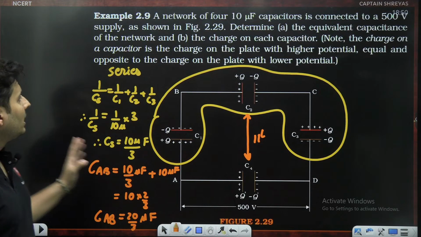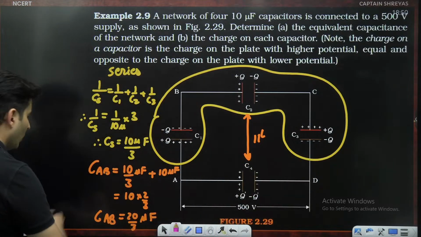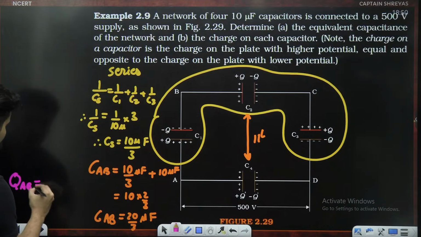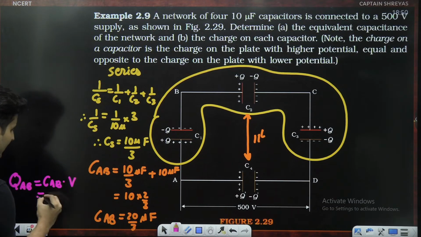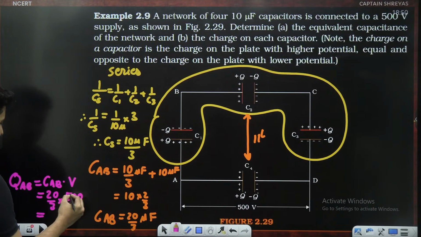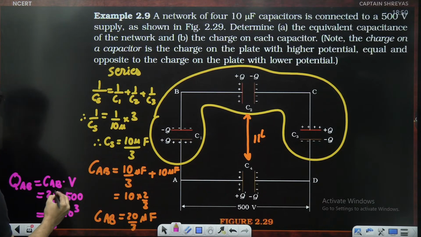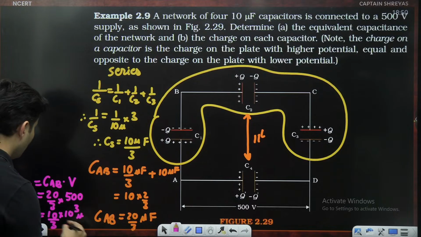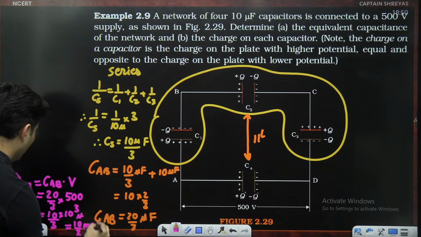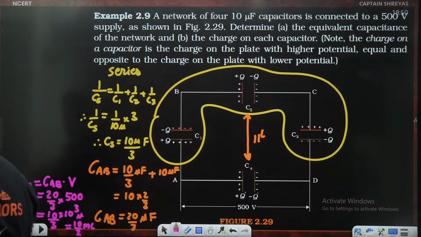Okay, great. Now the question is, what is the charge on each capacitor? See, if this is the equivalent capacitance, the total effective charge on the equivalent circuit, Q, is equal to CV. C is 20 by 3. Voltage is 500. So 2 fives are 10, and 3 zeros. So 10 into 10 to the power 3 divided by 3. But this is in micro, so you also put micro over here. So it will become 10 to the power minus 3, and then that 0 will also be there. So basically 10 by 3 millicoulomb will be the total charge. Perfect.